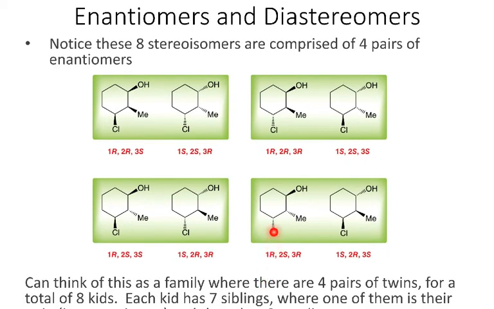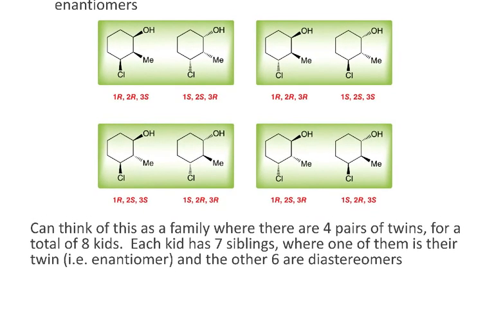The analogy that the book likes to use is to consider a family, right? So in this family, they're all siblings. So we have 8 kids, they're all siblings, but each sibling, in the case of this unusual family, if there were 4 pairs of twins, right, we have 4 pairs of enantiomers. So these guys are enantiomers, but they're siblings of all these other ones.